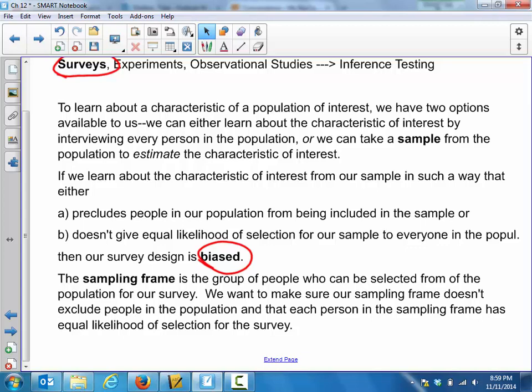The sampling frame, if you're designing a survey well, needs to be the same size and include the same people or things that the population includes.